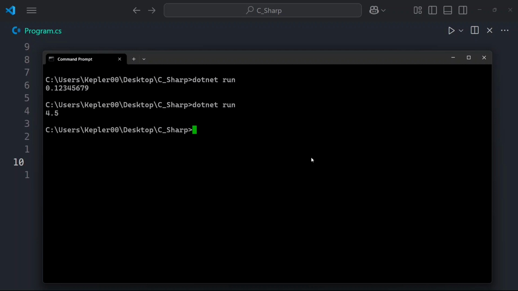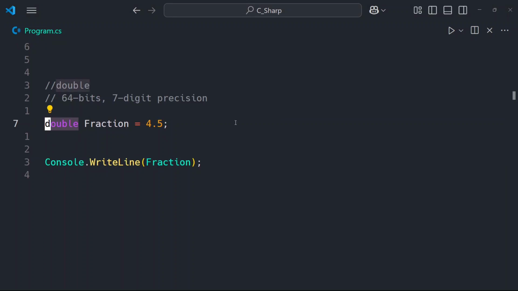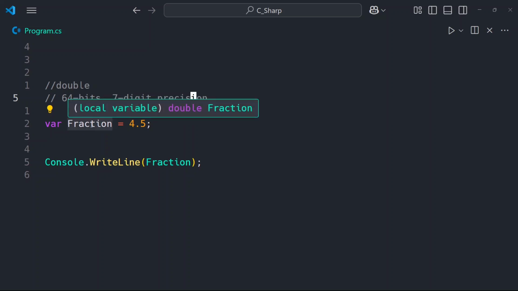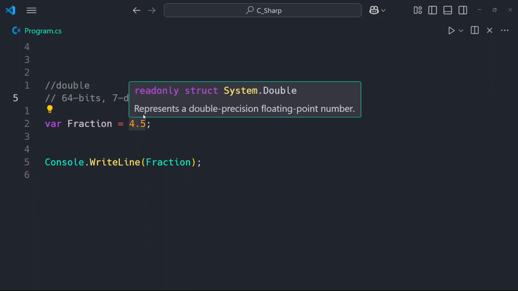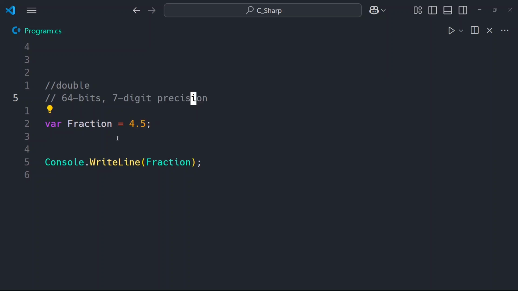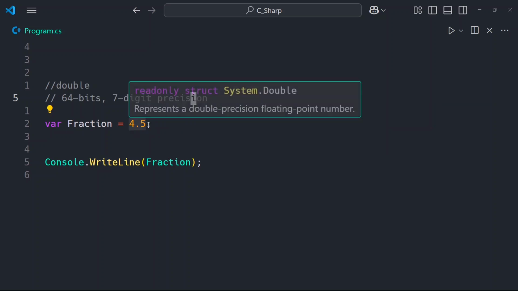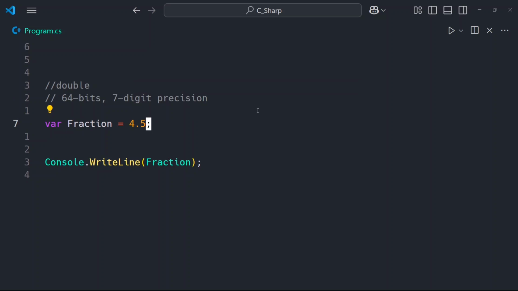Okay, and so when I say default type, it means that if we use the var keyword here, for example, and we hover over this, it will correctly default to double, as you can see, because double is the default fraction type on .NET. The C# compiler will interpret it as a double, and also because it's a double, we don't have to denote the letter D.